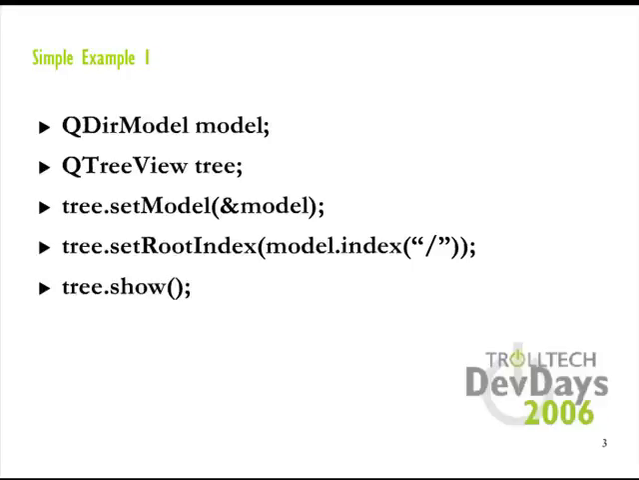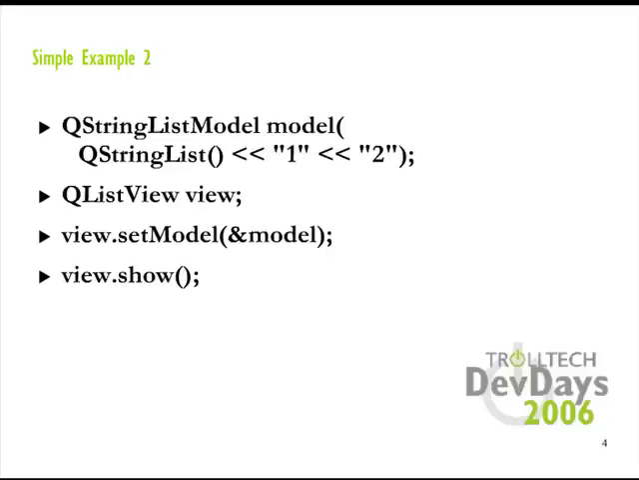So let's take a look at what we have here. We have two classes that play together. We have the model class, this one, and we have the view class. On the view class, just set the model. In this case, you have to tell it that you want to go to the root of your hard drive. This is Unix. It could have been C:\, and just show the view, the widget. That's it.